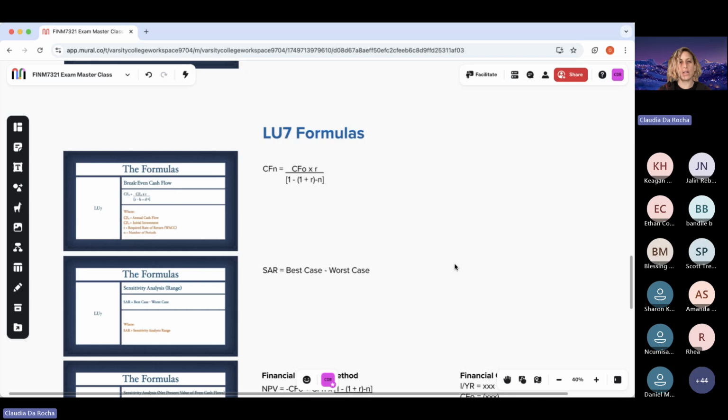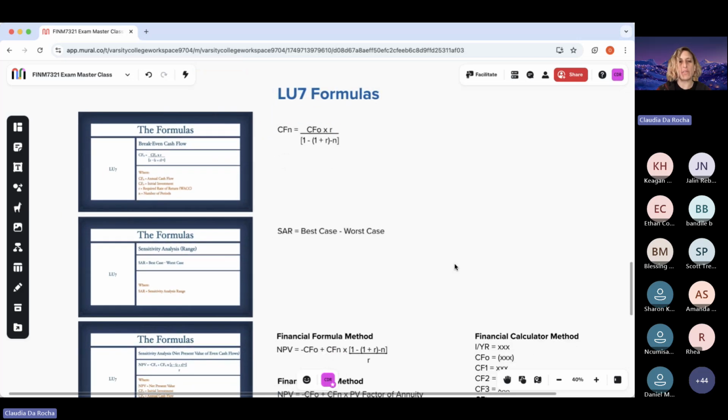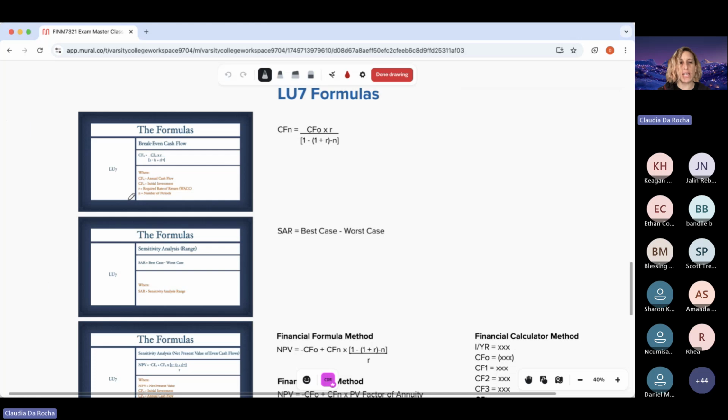Good. Okay, then we have our Learning Unit 7 formula, so the break-even cash flow. So as we said, this is our initial investment.